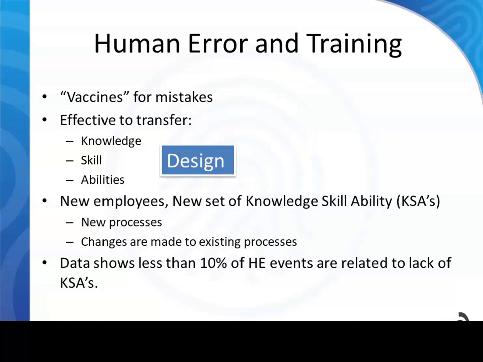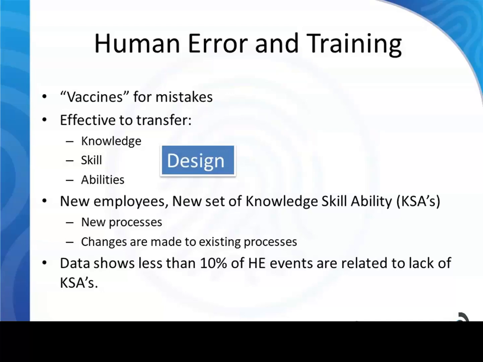So what about training? Well, this is the reason why we knew training was not the issue, because training can only do so much, okay? First of all, we use training as a vaccine for mistakes, because it's what we do before releasing people for independent performance. In GMP, you have to train a person, and if they're going to be doing critical activities, you have to do an on-the-job training, and you do have to do an on-the-job qualification and make sure you have that documentation to demonstrate mastery of performance.